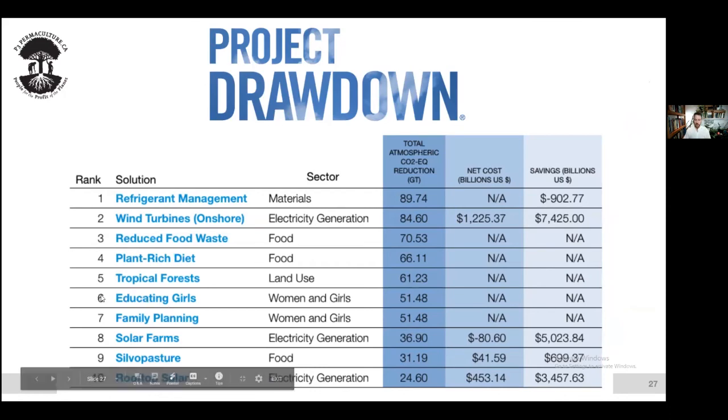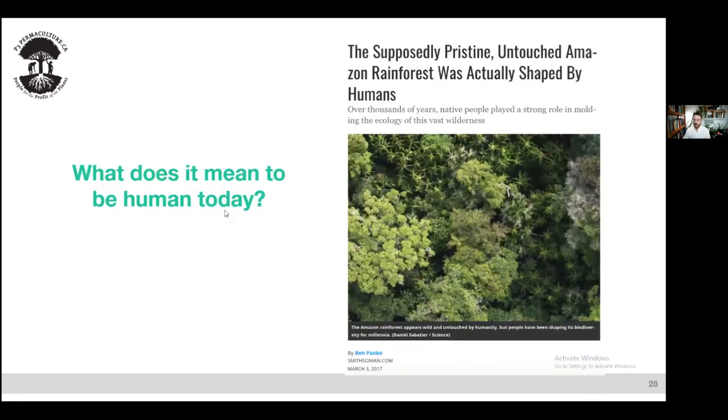I think it probably should be higher than number 6, because they're often the ones who manage the food, who manage a lot of these other elements. But reducing of food waste, because currently we already produce twice as much food as the planet needs, managing refrigerant and all of these different things. But land use is still huge on this list.